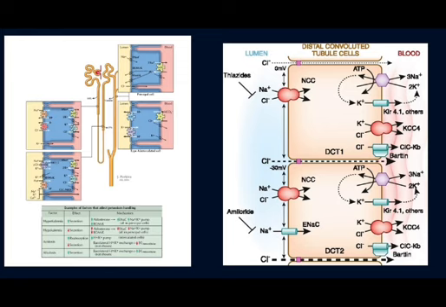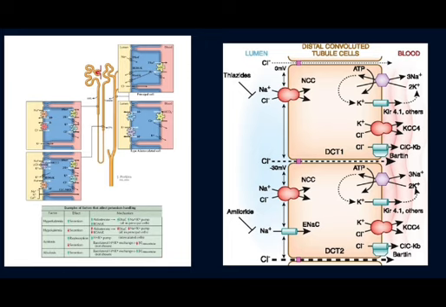The distal convoluted tubule is divided into two segments, the D1 segment and the D2 segment. The D1 segment is the initial part of the distal convoluted tubule, where you have a cell which has the sodium chloride co-transporter, and this is the co-transporter on which the thiazide diuretics act.